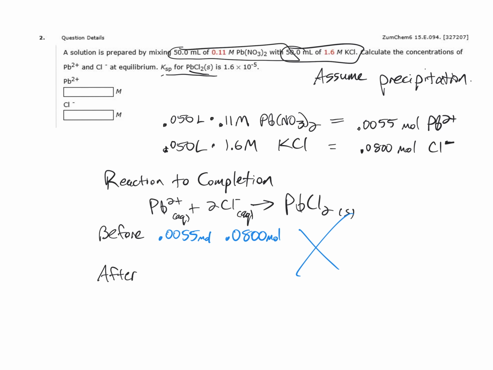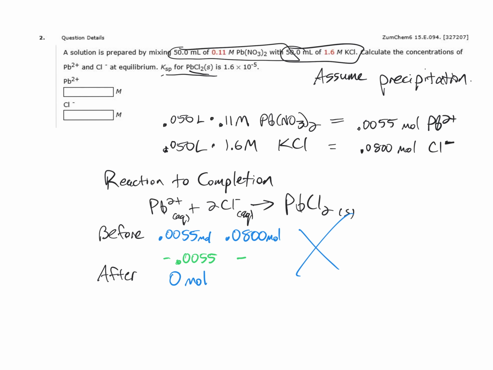But there is something to notice. They're being a little bit tricky this time. There's a coefficient 2 here. So I want you to follow the math carefully. If the lead entirely reacts away, we see a reduction of 0.0055 moles of lead 2 ions, and that gives us 0 afterwards.